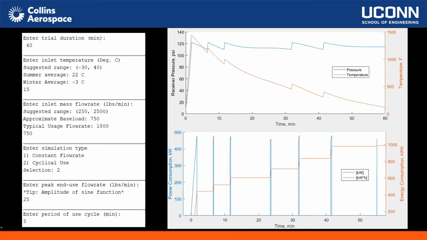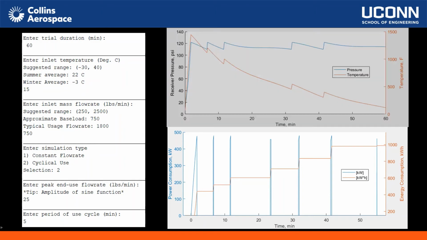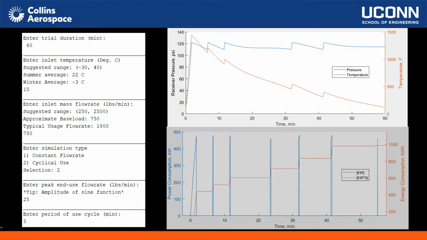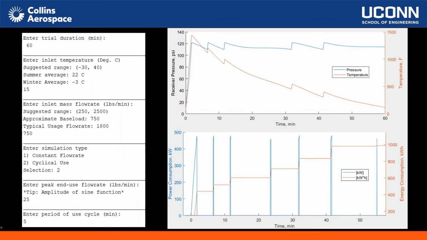On the left is a sample user input for a simulation. The output of the model is two plots, one showing the temperature and pressure over time, and one showing the energy drawn by the compressor and total power consumption.